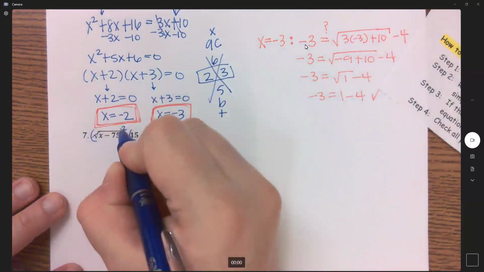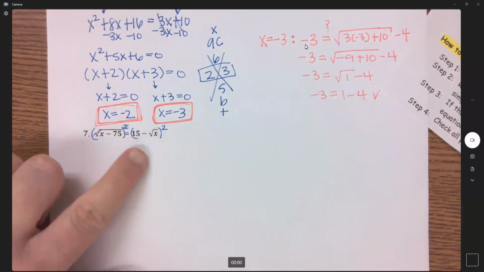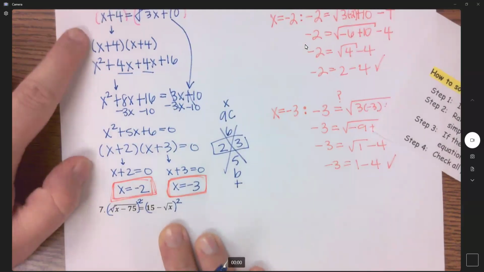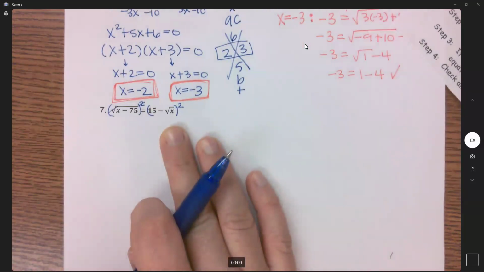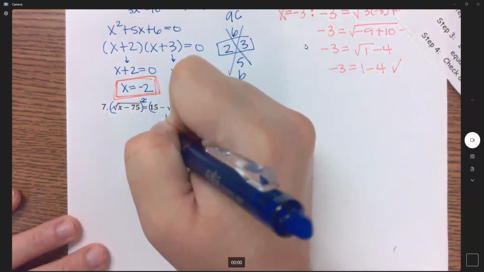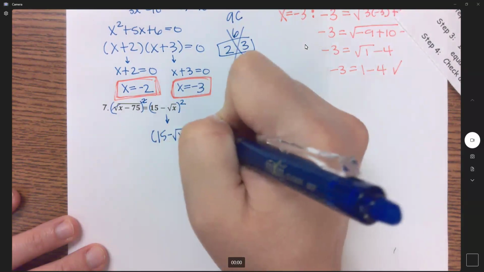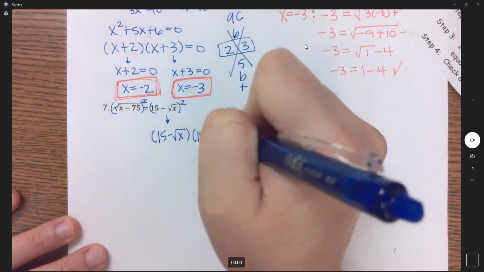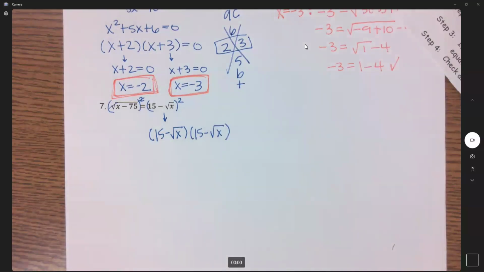My square root and square cancel on this side. I'm actually going to leave that alone for a second. I want to work this one out the same way we did right here. When I have 15 minus the square root of x, that means this is 15 minus the square root of x times 15 minus the square root of x. You have to expand that out and then now FOIL.